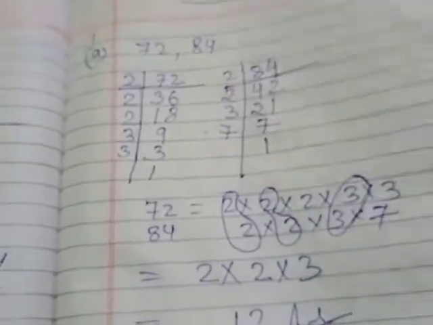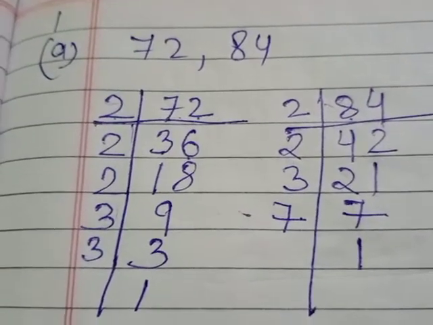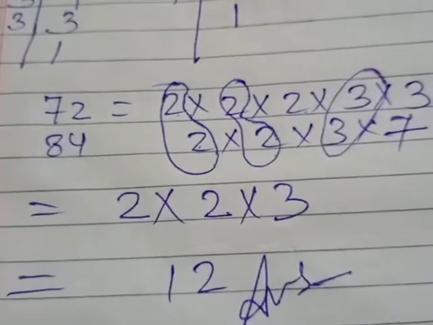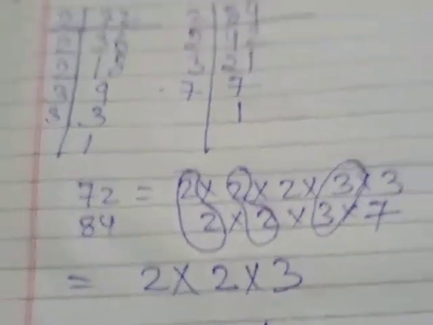This is how we do prime factorization for finding HCF. First of all, find the prime factors. After finding the prime factors, we will write the common ones. And after writing the common ones, we'll multiply the numbers. Then we'll get the HCF as the solution.